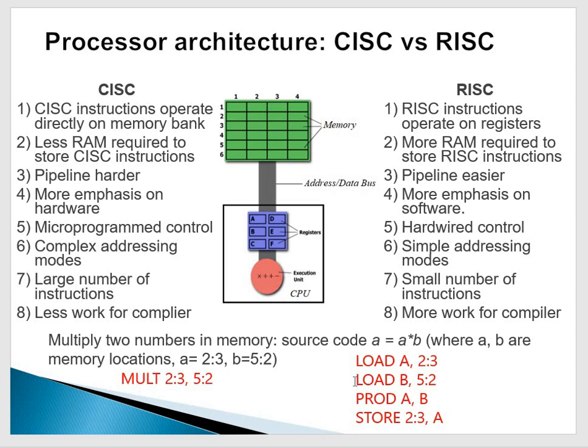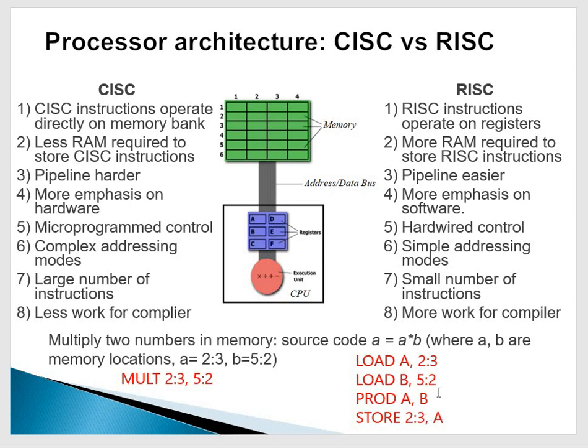Okay, so we will write the instruction product A comma B. It may be called multiplication, so this particular instruction is used to perform the multiplication. So what will it do? It will multiply A and B, and the product will be stored in A. After the execution of this instruction, the product will be ready within A. This product then needs to be stored to the memory location 2 3. So by writing store 2 3 comma A, it will store the data of A to the 2 3 memory location.